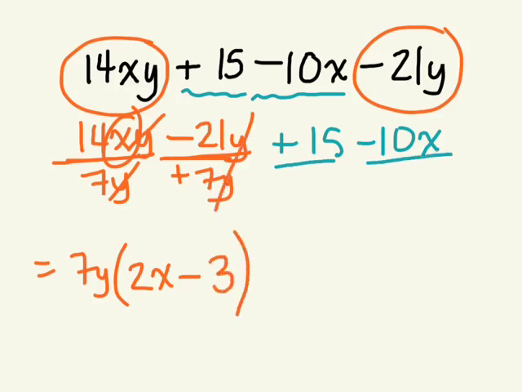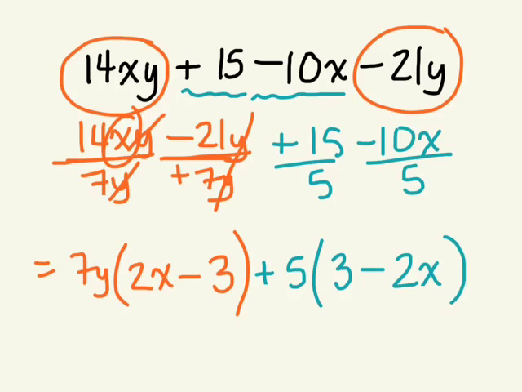What's the greatest common factor of 15 and 10? 5. Okay, so plus 5. I should have written it in a different order. Okay, let's divide this by negative 5. So positive divided by negative is negative, and then a negative divided by a negative is a positive.